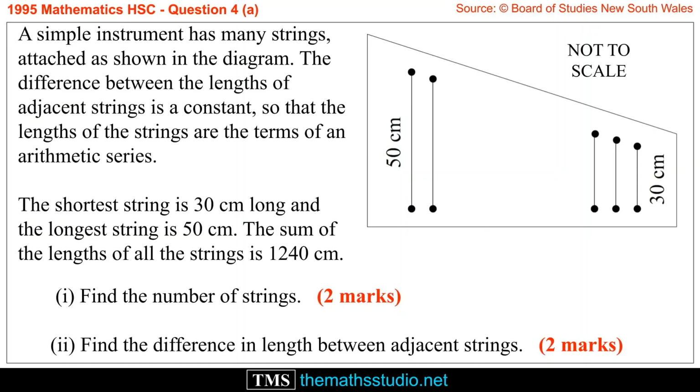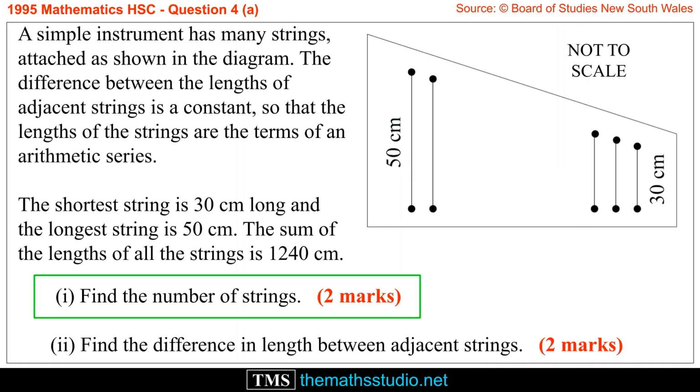Question 4, Part A. A simple instrument has many strings, attached as shown in the diagram. The difference between the lengths of adjacent strings is a constant, so that the lengths of the strings are the terms of an arithmetic series. The shortest string is 30 centimeters long and the longest string is 50 centimeters. The sum of the lengths of all the strings is 1,240 centimeters. Part 1. Find the number of strings.